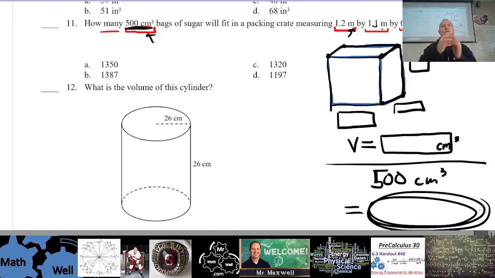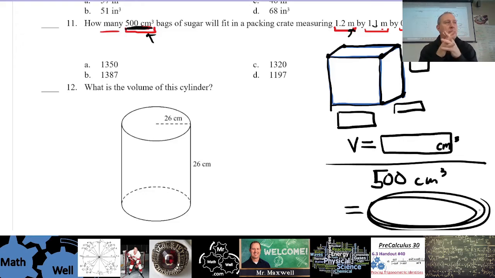Okay? So make your conversions, convert meters to centimeters by multiplying by 100. Find the volume of the box by multiplying all three numbers together. And then do that total volume divided by the volume per bag, and you will get how many bags will fit in there.